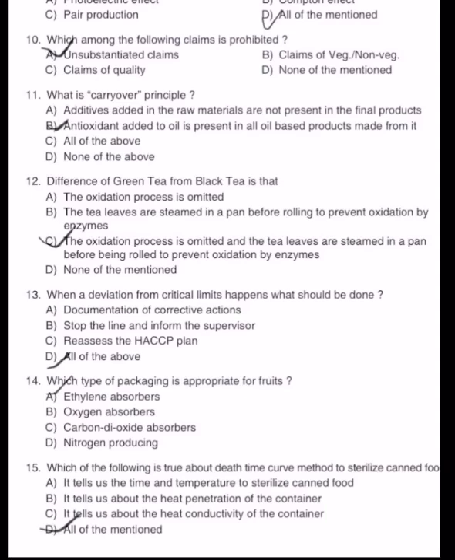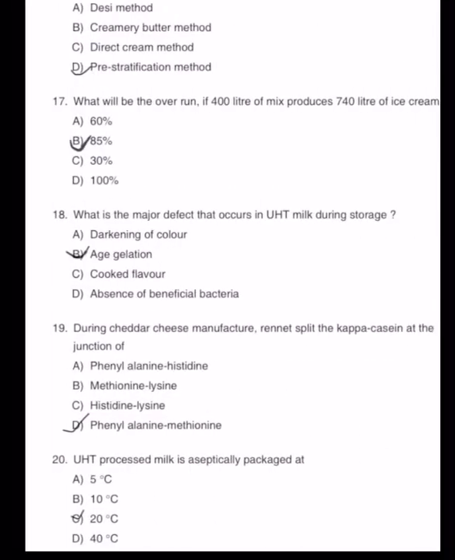Option C. When a deviation from critical limits happens, what should be done? Option D. All of the above. 14. Which type of packaging is appropriate for fruits? Option A. Ethylene absorbers. Which of the following is true about death time curve method to sterilize canned foods? Option D. All of the mentioned.